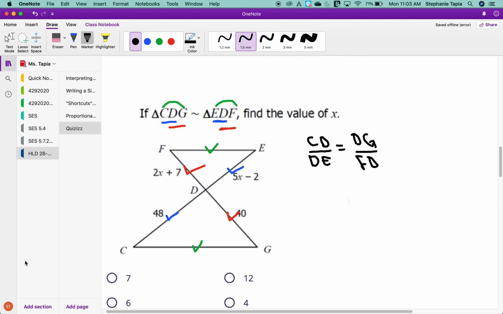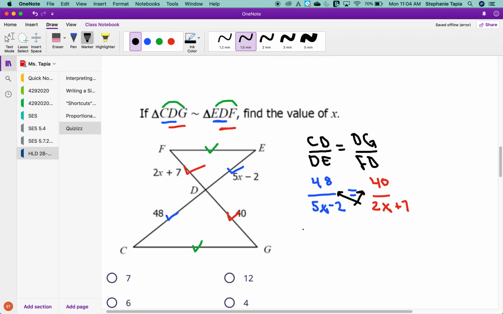And I think this is where we get confused. So after I set that up, then I'm just substituting all the values that I have. So 48 over 5x minus 2 is equal to 40 over 2x plus 7. And after that, I'm just using cross multiplication again, and I'm solving for x.